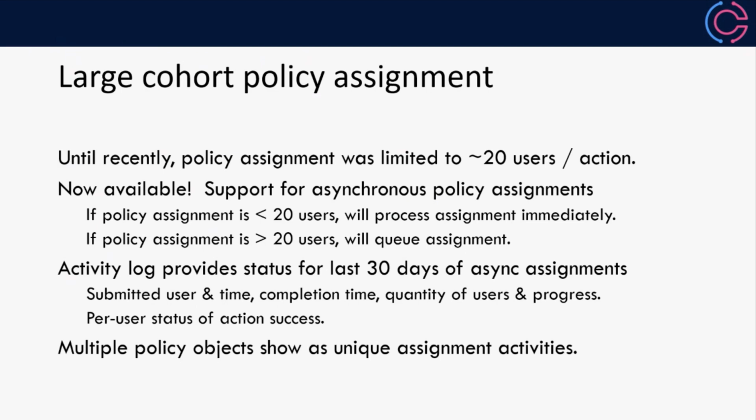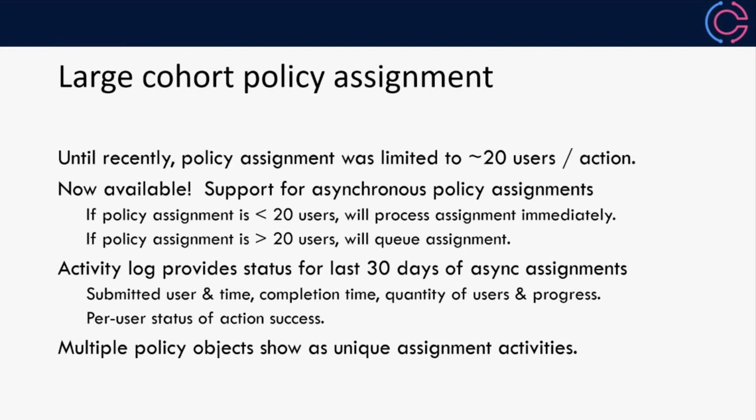So what happens is, once you go over 20 users, instead of saying, "Yep, we did it," we'll say, "Yep, we've queued this work." And then you'll see a link at the top of the page saying, "Hey, we're ready to provide you status on your assignment." And then you can go into a new feature called the activity log that shows the status of that policy assignment. If you just assign a single policy type, you'll see a single line item in the activity log. But if you take 5,000 users and you assign them a calling policy, a messaging policy, and a meeting policy, you'll see 3 rows there.